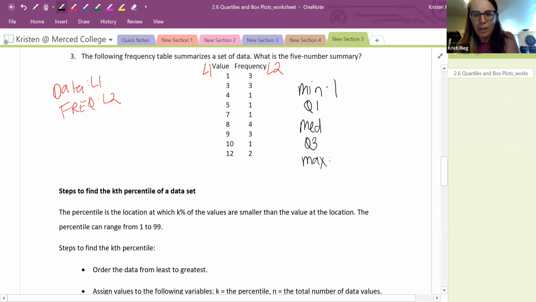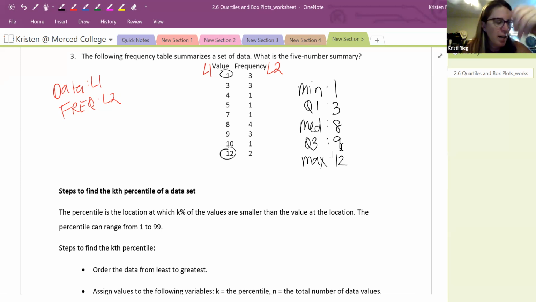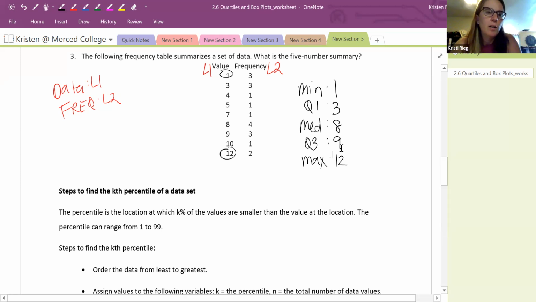And I don't even need my calculator to see the maximum is 12 because the minimum and the maximum are right there on a frequency table. But it's going to give you everything anyways. So the minimum is 1, Q1 is 3, the median is 8, Q3 is 9, and then the maximum is 12. Perfect, easy peasy. Okay, so if the question says, what is the 25th percentile? What is the 50th percentile and so forth? We already calculated those. That's the same thing.